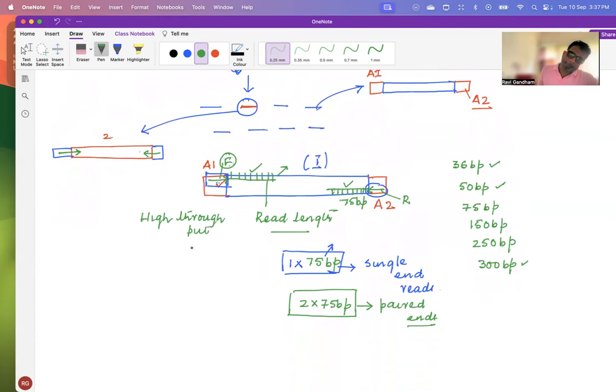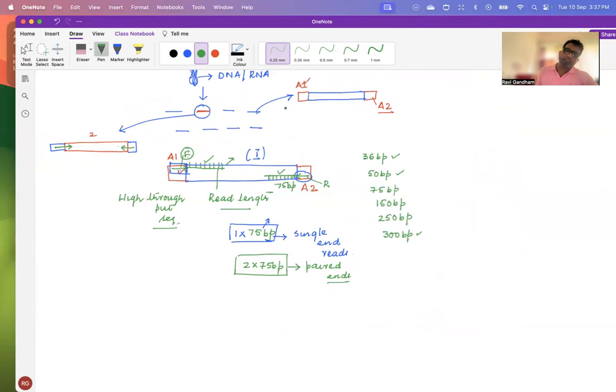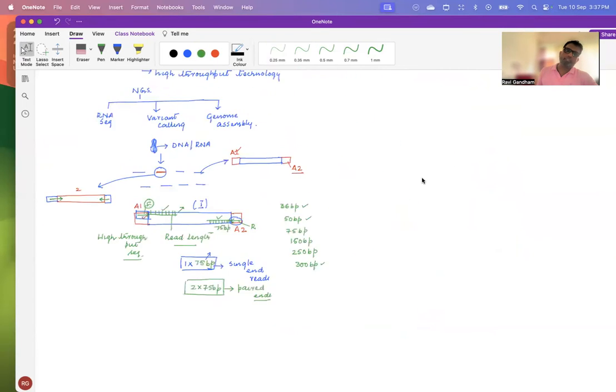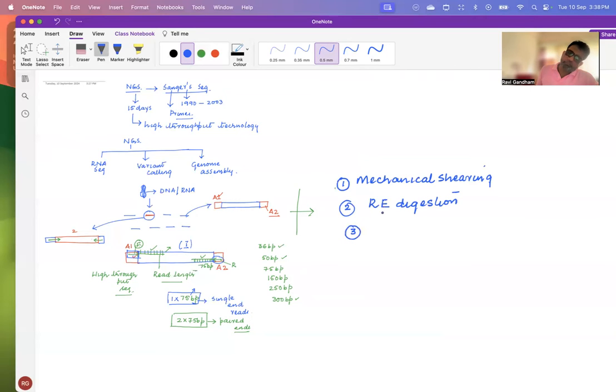Now, since you know what reads are, we'll now look into how this fragmentation takes place. Fragmentation can now be dealt with. There are different methods of fragmentation. One, mechanical shearing. Two, restriction enzyme digestion, RE digestion. Three, bead-based method.